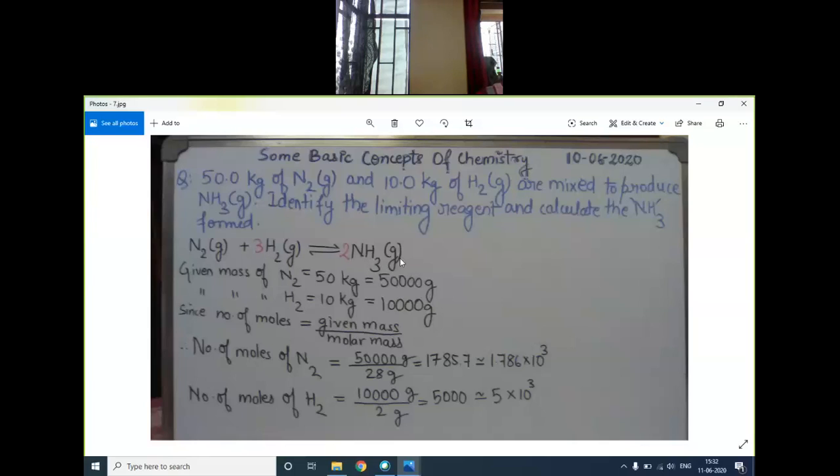Now after balancing the chemical reaction, here masses are given of the reactants. So write down the given mass of the reactant. Given mass of N2 nitrogen is 50 kg, given mass of H2 is 10 kg. Convert it into gram because we are going to solve in gram only, because molar mass is generally kept in grams. So we have to convert this in gram first. After converting the given mass into gram, we are going to calculate number of moles.